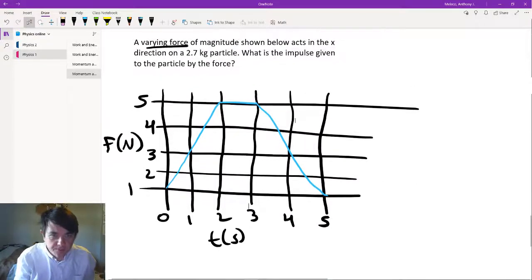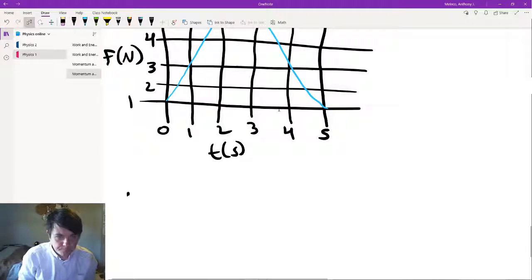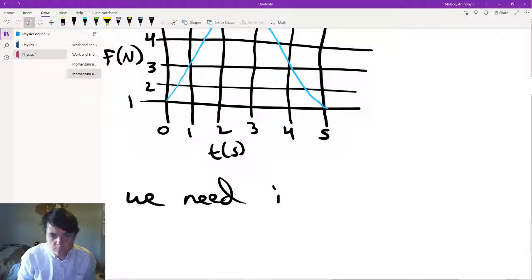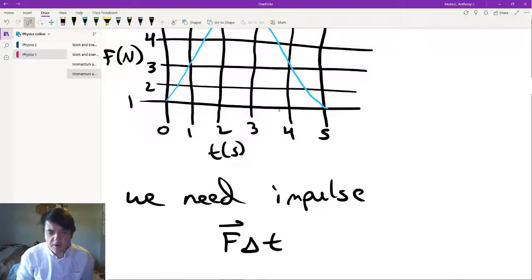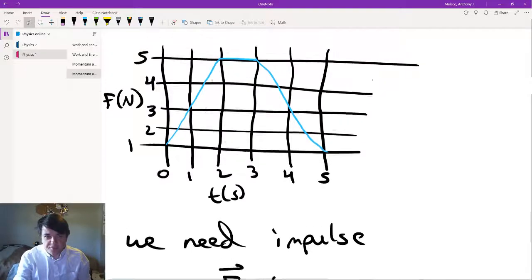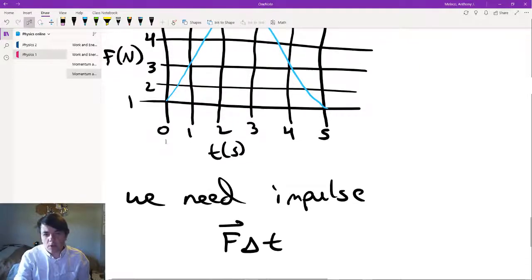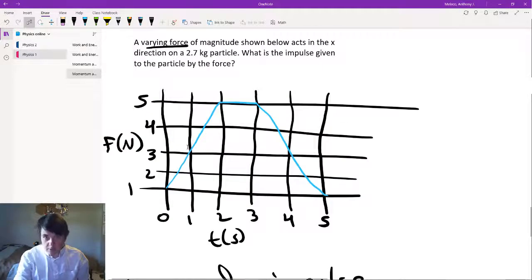Okay, so we need impulse, right? And again, impulse is force times time. And we actually have these, right? We have the force numbers, and we have the time. But here's the thing. Because it's varying, to get the actual impulse, you'd have to take how much force is at this point, like right here, this little section, multiplied by the time duration, then do it here, and here, and here, and here, and add up all of those little points.